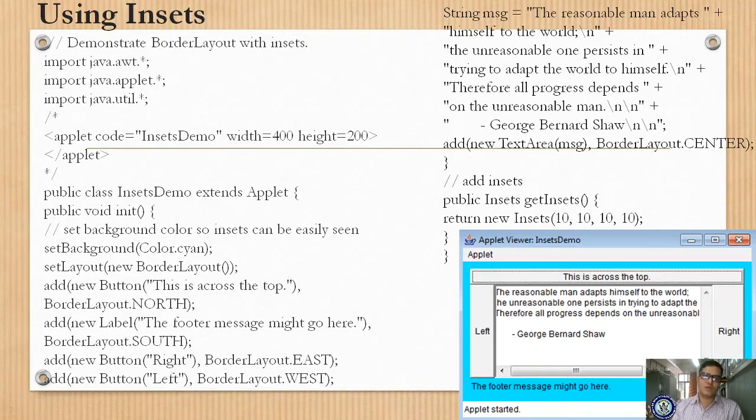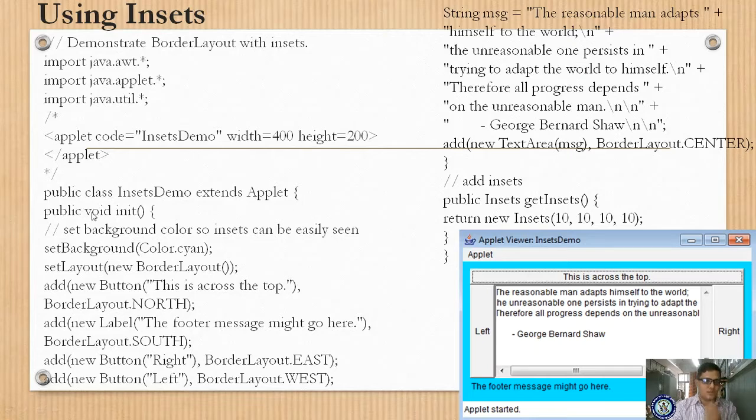import java.awt.*, import java.applet.*, import java.util.*. These are the packages we are using. Next we have to write the applet tag. In the applet tag we use the code attribute, in which you pass the address of the class. And now, public class InsetsDemo extends Applet. The name of the class is InsetsDemo. It is public and it is inheriting the features of Applet.